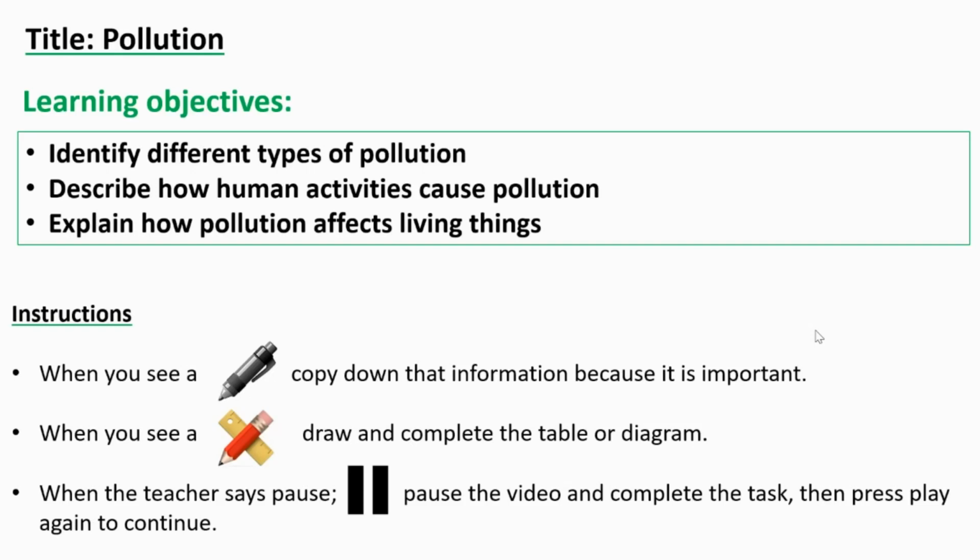Hello Year 8. So today's lesson is about pollution, and the learning objective today: identify different types of pollution, describe how human activities cause pollution, explain how pollution affects living things. So as per usual, when you see the pen, you write down that information because it's important. Pencil and ruler, you would complete the table or diagram, and when you hear me say pause or you see the pause icon, that's when you pause the video and complete the task.